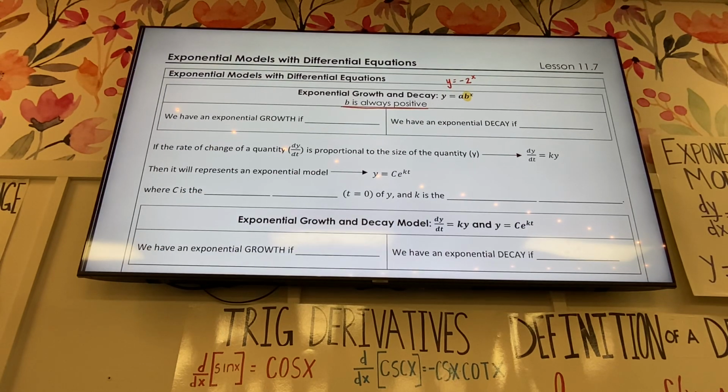You would have an exponential growth if your b is greater than 1. You will have a decay if your b is between 0 and 1, because once again, it can't be negative. So you'll be between 0 and 1, which means you'll have some sort of fraction, 1/2, 1/3, something like that.